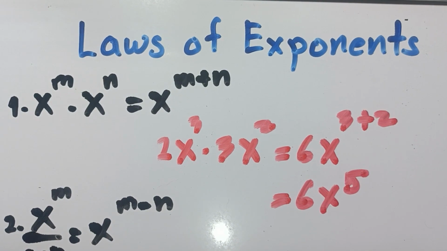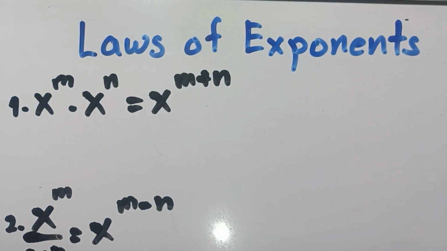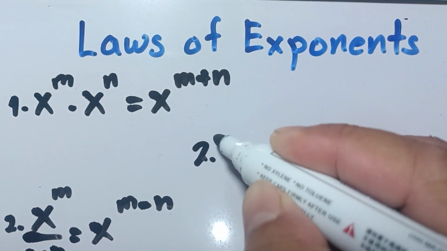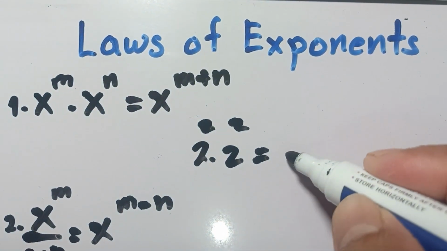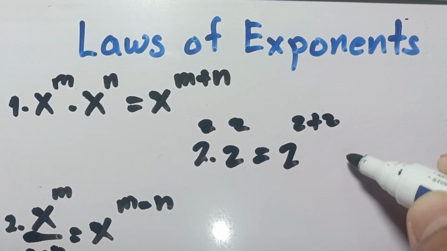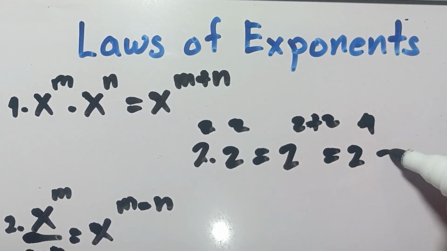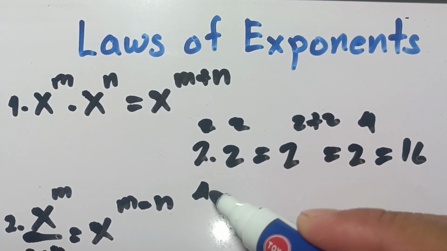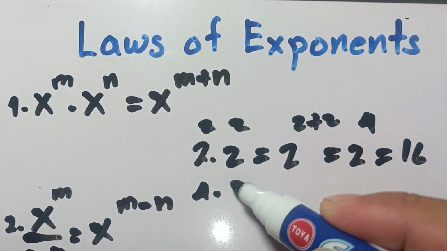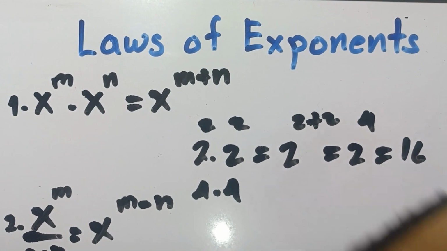Now I'll give you an example using a whole number. So 2 to the power 2 times 2 to the power 2 is equal to 2 to the power 2 plus 2, which is 2 to the power 4, and this is equal to 16. So check: 2 to the power 2 equals 4, and 2 to the power 2 equals 4 also. So 4 times 4 equals 16. So it is correct.